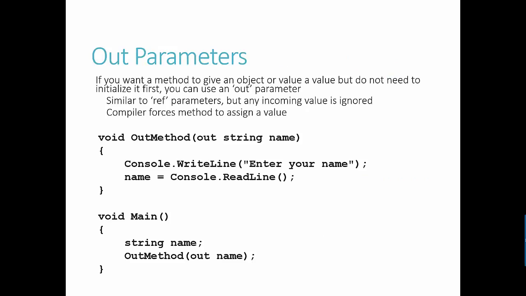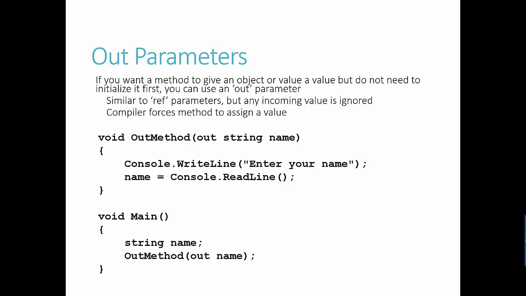There's one more variation on parameters and arguments, and that is the out parameter. In this case, you may want to indicate that a method changes the value of its argument regardless of its incoming value. With reference parameters, the method may or may not change the argument's value, but with an out parameter, the method promises to change the value.